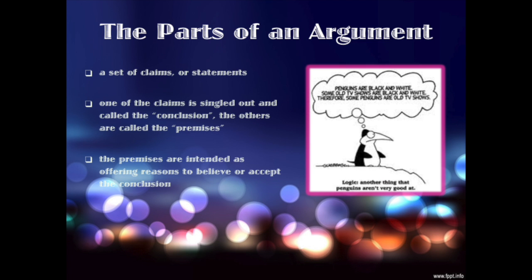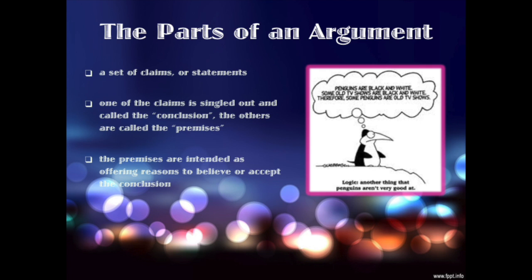Okay, so you already watched a video clip embedded in this lecture video about the different parts of an argument and the terminology for understanding those parts, but let's go ahead and just recap that. So you're going to really be focusing on either premises or conclusions as you're evaluating arguments. And so a set of claims or statements is ultimately what makes up an argument. One of the claims is going to be singled out and called the conclusion. This is going to be your final judgment. And then the other claims or statements are called the premises. And these are the points that you're making to support your conclusion or to formulate your argument so that it leads to the judgment or the conclusion. And then the premises are intended as offering reasons to believe or accept the conclusion. They're your points. They're offering the reasons to believe or accept the conclusion.